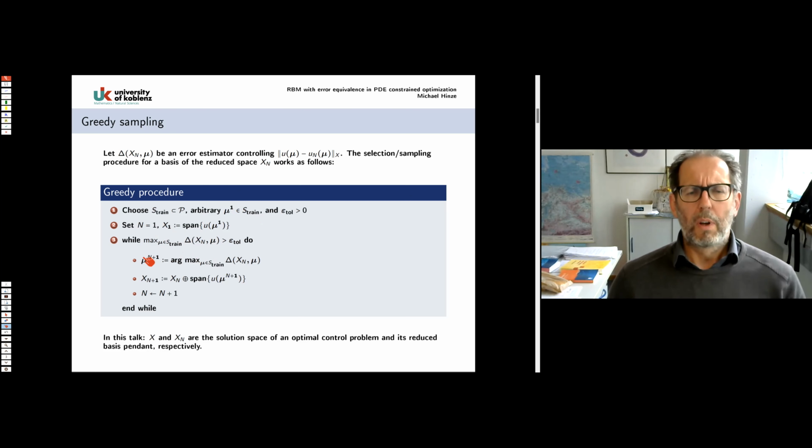Then one picks this mu and enriches now the reduced basis space with the full solution related to the parameter. It realizes here this argmax. And this can be done quickly, since hopefully this estimator is available cheaply. Okay, and in this talk, of course, we will have X and X_n spaces, which are solution spaces of optimal control problems, and their reduced basis counterparts, respectively. I come back to this procedure, but then I can be more concrete on the spaces which are involved.